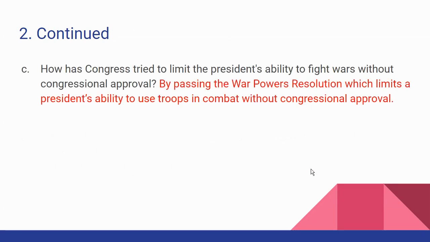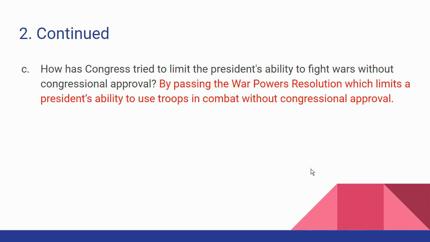The third sub-question on this one is, how has Congress tried to limit the president's ability to fight wars without congressional approval? Now, remember, the president is the commander-in-chief of the military, but one of the expressed powers of Congress is that they would raise the money, collect the taxes that would then fund the military. So their responsibility is to fund the military, to create the military, et cetera. But only Congress can declare war. That's an express power. President does not have power to declare war.